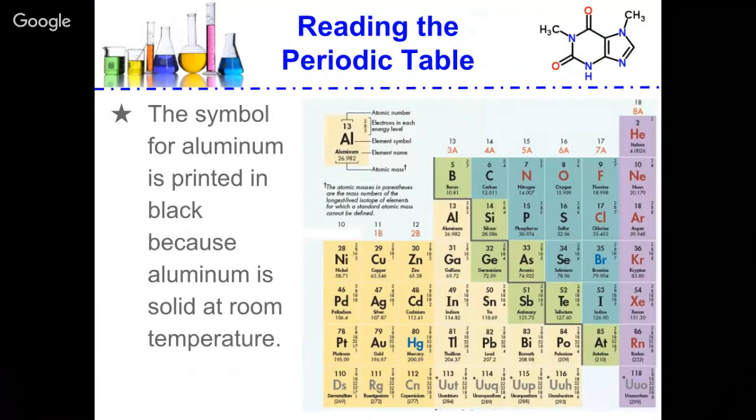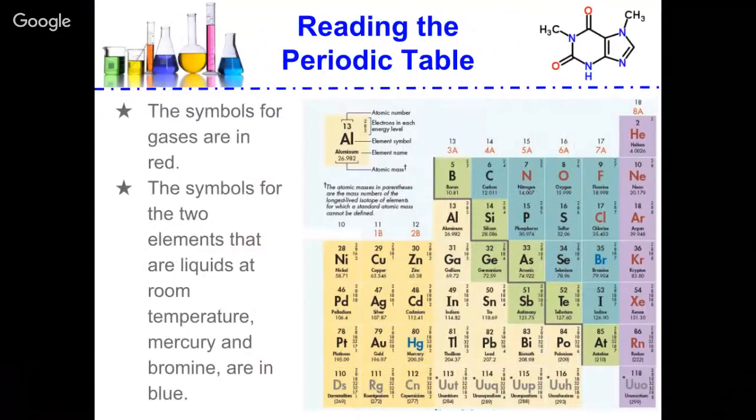Now, the symbol for aluminum is printed in black because aluminum is a solid at room temperature. Remember the periodic table in the back of my room. It has multiple different colors for the different elements on there, and we're going to go through what those mean right now, and I want you to keep that in mind as you're looking at the periodic table in the back of my room.